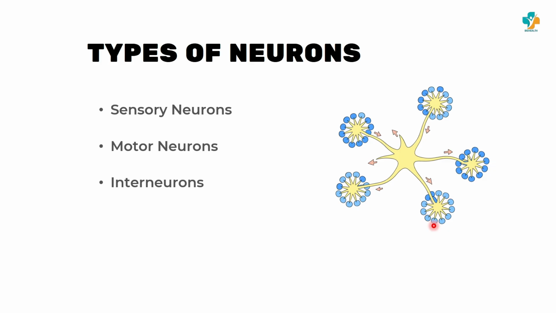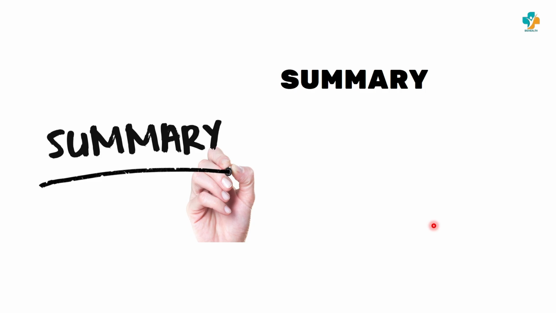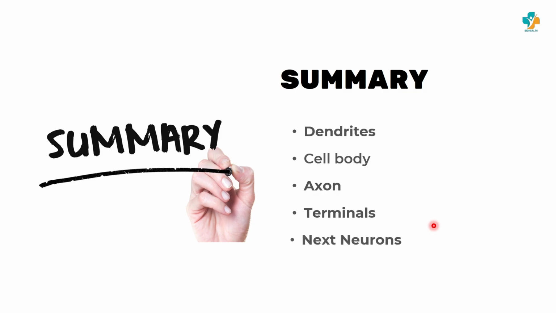Let's now put everything together and review the complete journey of a nerve impulse. The journey of a message begins at the dendrites, moves through the cell body, travels down the axon, and ends at the axon terminals, where it crosses the synapse to reach the next neuron. This continuous chain of communication allows your body to think, move and react in milliseconds, and that brings us to the end of today's lesson.